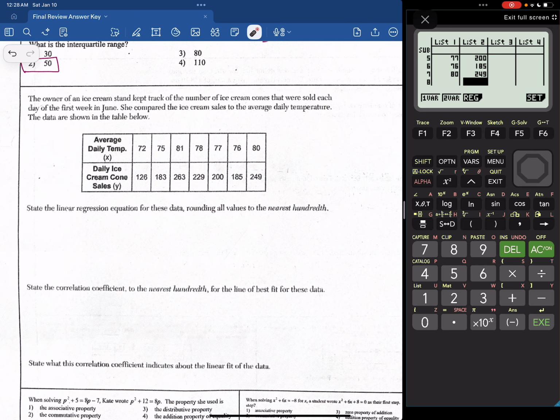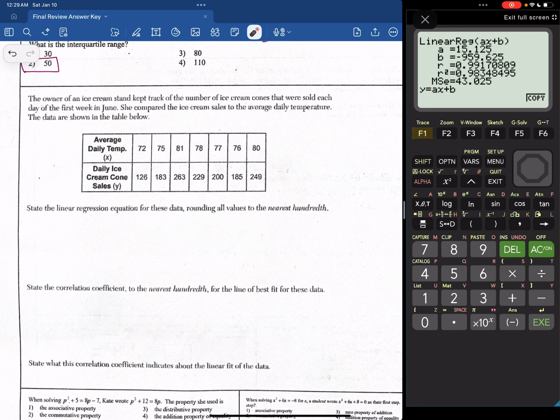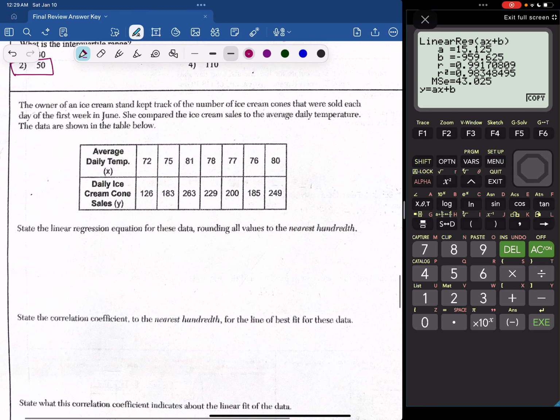Then we're going to hit F3 for regression, F1 for X, and then for our linear regression equation, we're going to use the AX plus B. So we're going to hit F1. Perfect. So the linear regression equation, we know it's y equals AX plus B, and our calculator gives us the A value and the B value. So for A, we have 15.125.